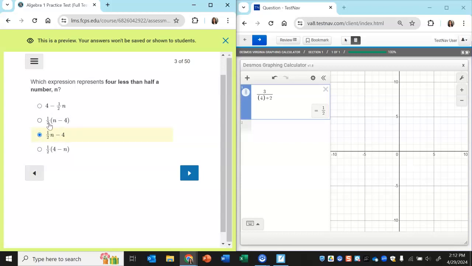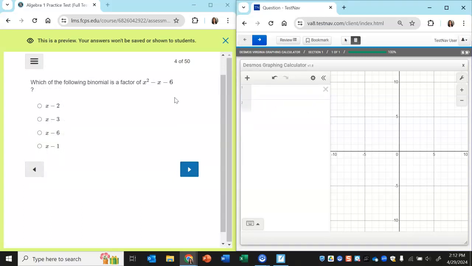When you would have a parenthesis, it would maybe say something like half of the difference between a number and 4. Okay, maybe we'll have some examples, but for this one, it's just pretty straightforward. And that's it. No help from Desmos.